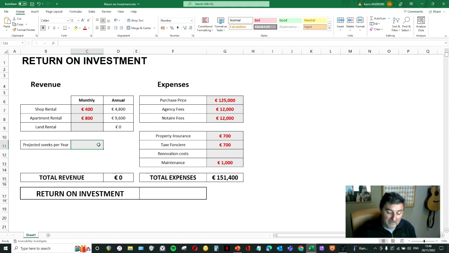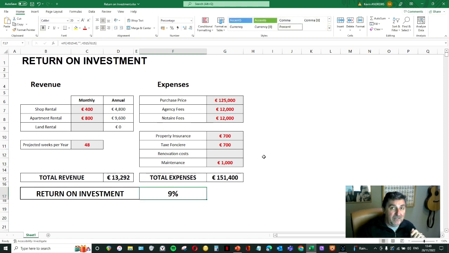So if you were to say 48 weeks of the year, that gives you a total revenue on that property of €13,292 and a total return on investment of 9%. Now that's quite good. That is a gross figure. So what that means is that's the figure before you take off any cotisation or income tax or whatever taxes the owner has to pay, depending on how they've structured the company that owns the investment.